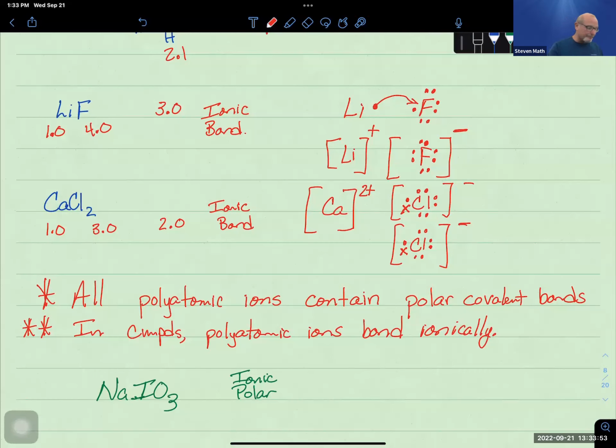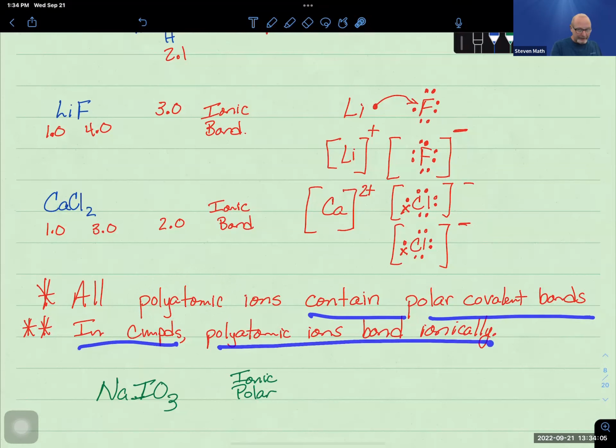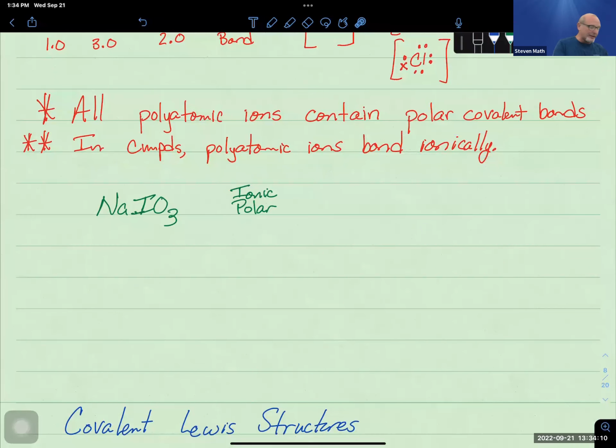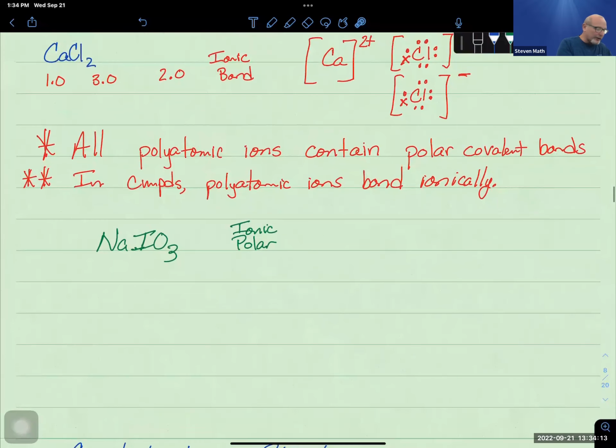Keep in mind now, all polyatomics are going to contain a polar bond, but in compounds, polyatomics are going to bond ionically. So what do I mean by that? Well, as soon as I see a compound that looks like sodium iodate, IO3 is an iodate, and I know that because it's just like a chlorate, except it's iodine. We had chlorate, we had bromate, we had iodate. That was on our polyatomic ion sheet.